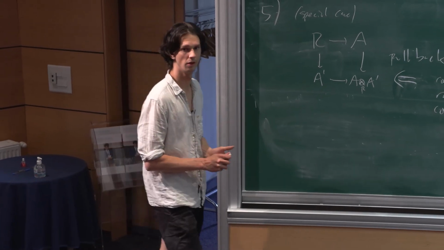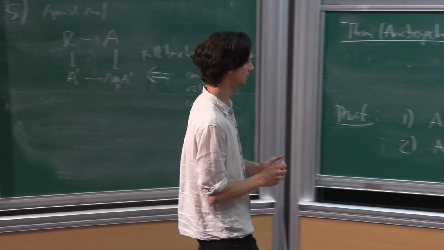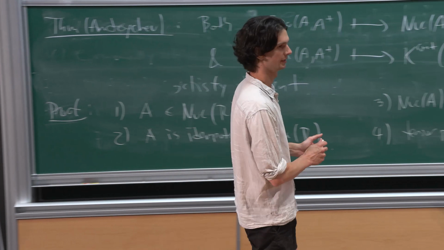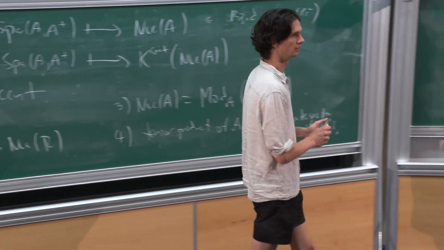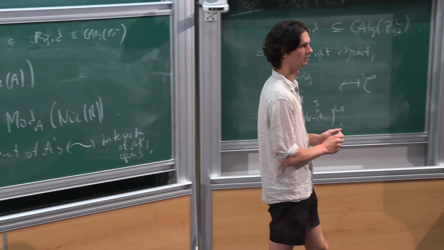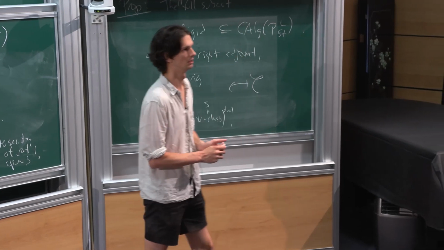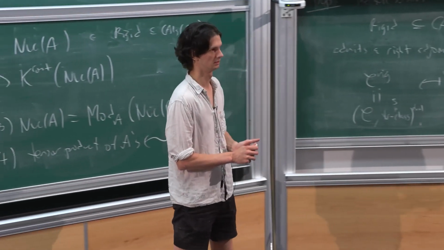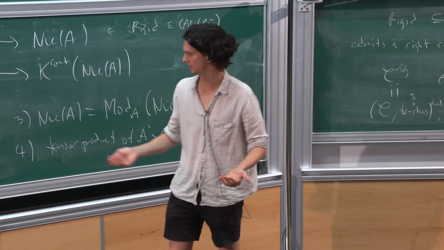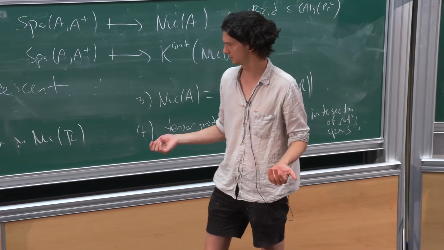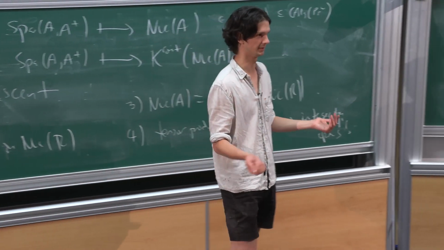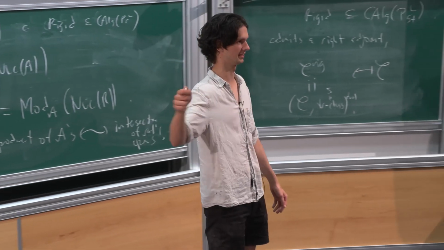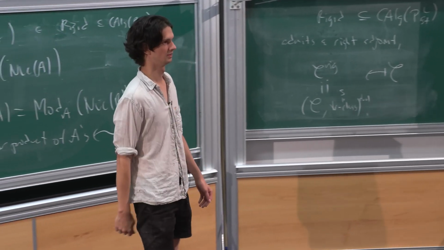So, being an idempotent, you have to give an isomorphism A tensor A is A? But is it uniquely defined by saying that it should preserve 1? No, it's just a condition, actually. It's just that the multiplication map, A tensor RA going to A, is an isomorphism.